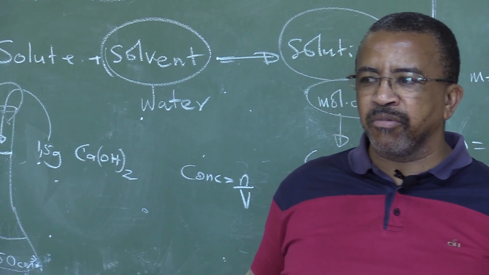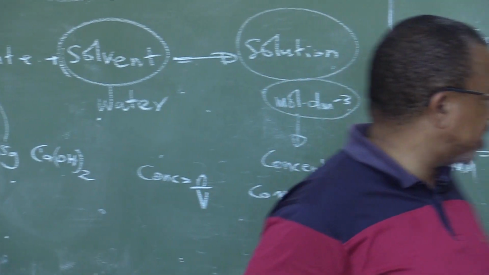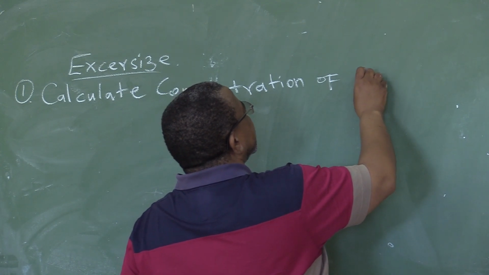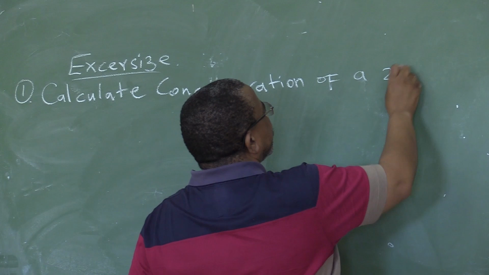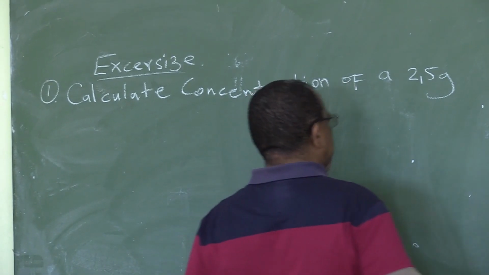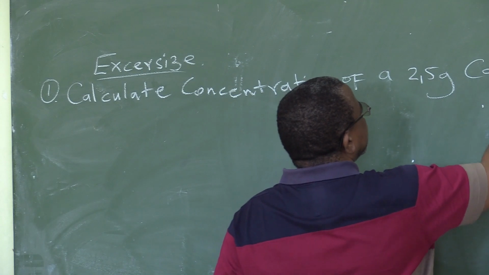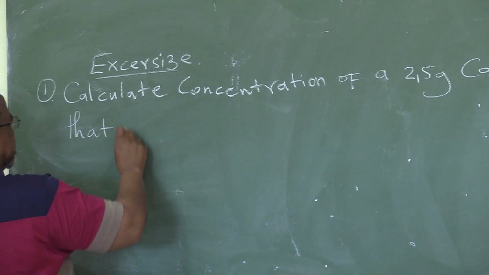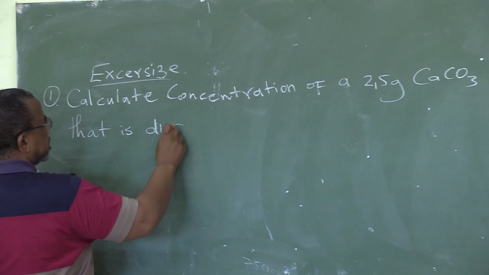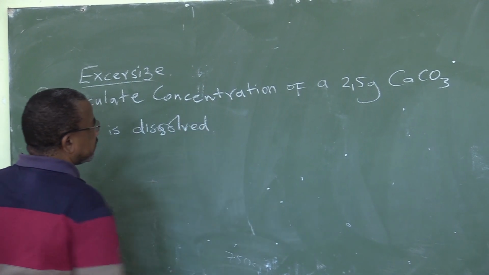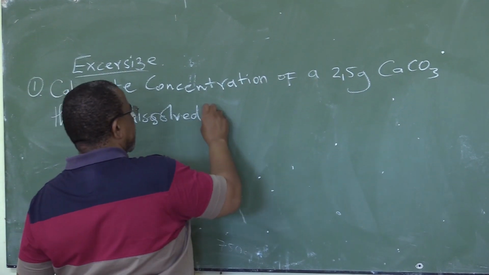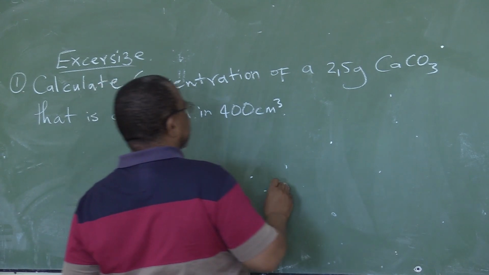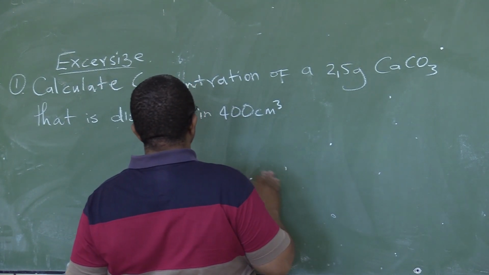Maybe let me do one example and then we move forward. Calculate the concentration of 2.5 grams of calcium carbonate that is dissolved in 400 cubic centimeters.